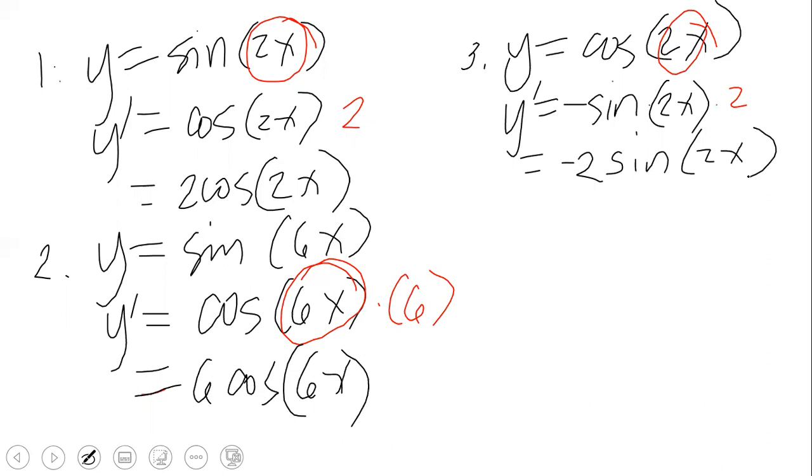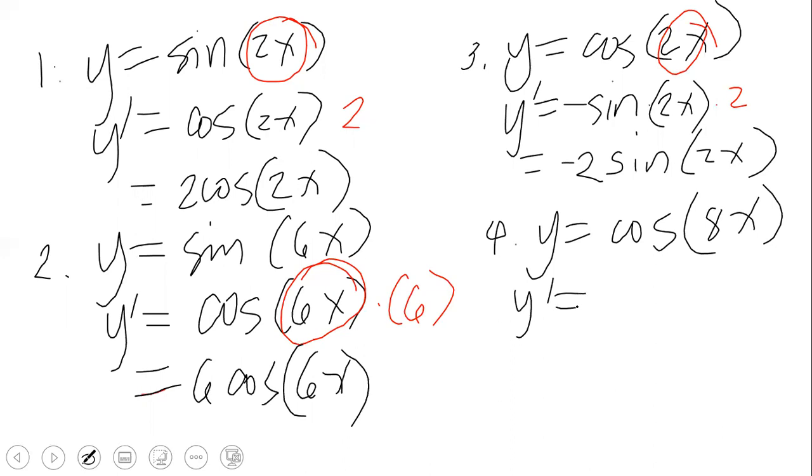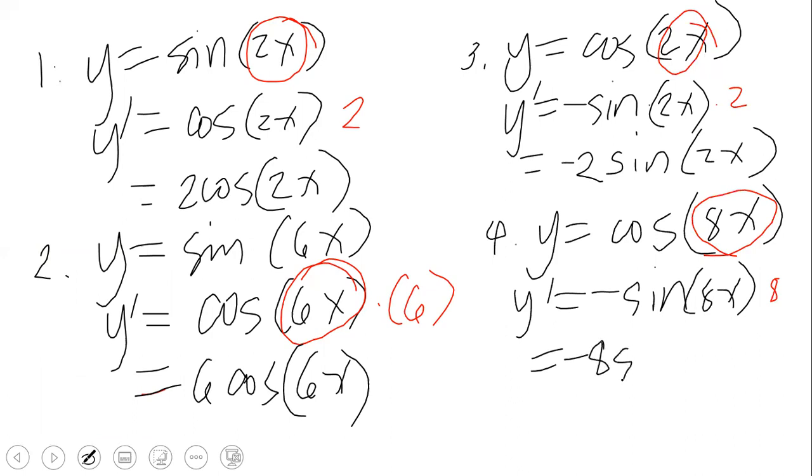Let's have number 4. So y equal to cosine 8x. So differentiate natin, y prime, that will be the derivative of cosine is negative sine, copy yung angle, 8x. Then the derivative of angle, 8x, is 8. So, rewrite na lang natin. That will be negative 8 sine 8x.